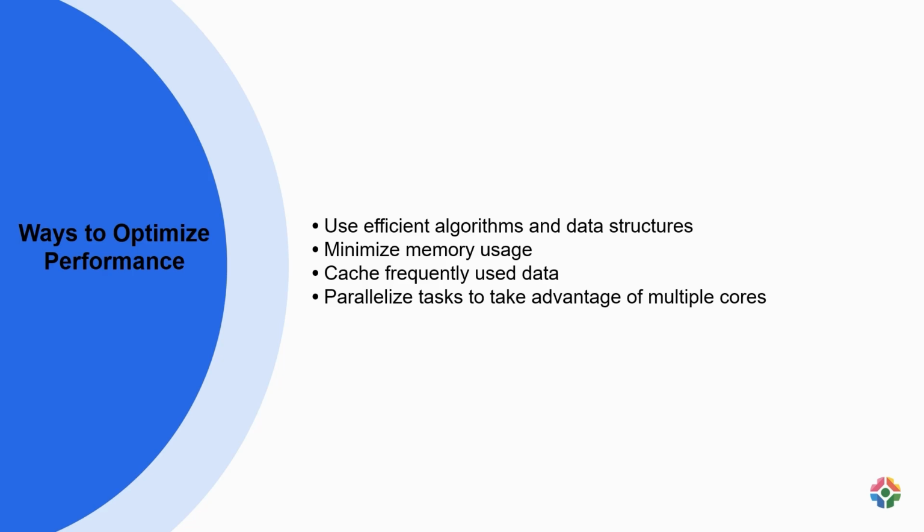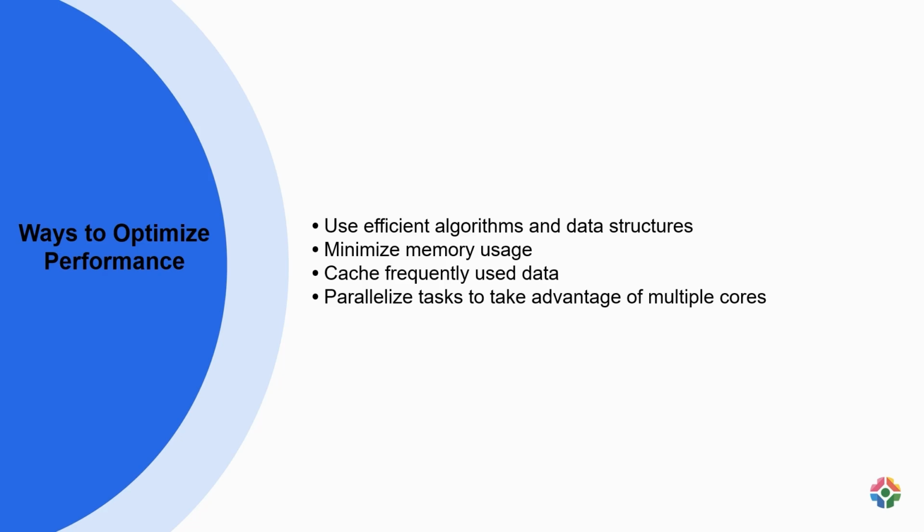Caching frequently used data helps in speeding up access to commonly accessed information, reducing the need to repeatedly fetch it from slower secondary storage like a database. This can notably enhance the responsiveness of an application, especially when dealing with large datasets.